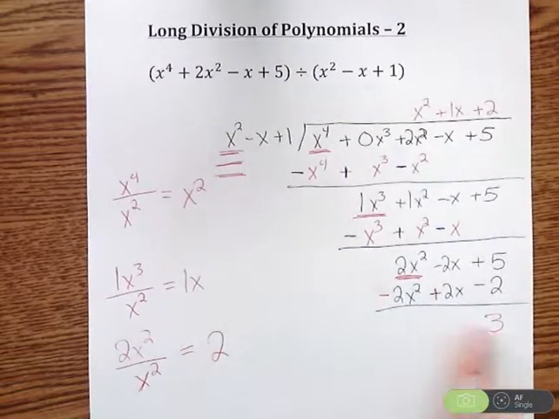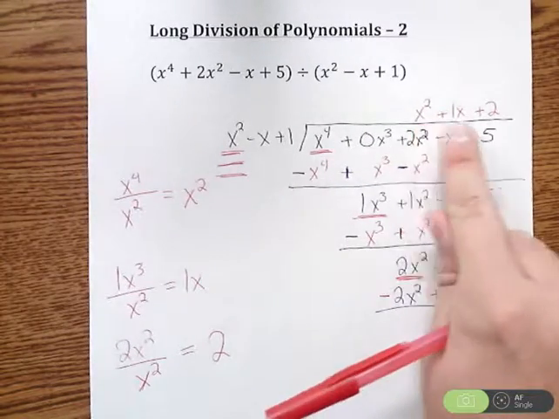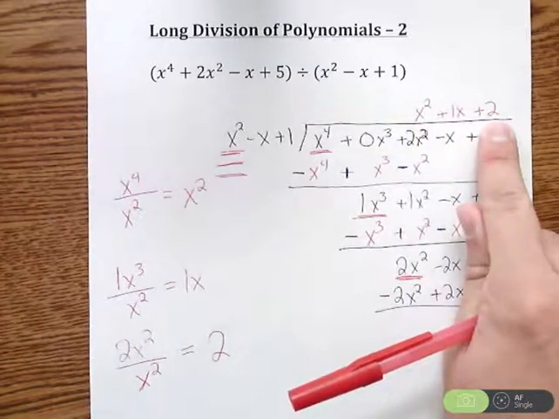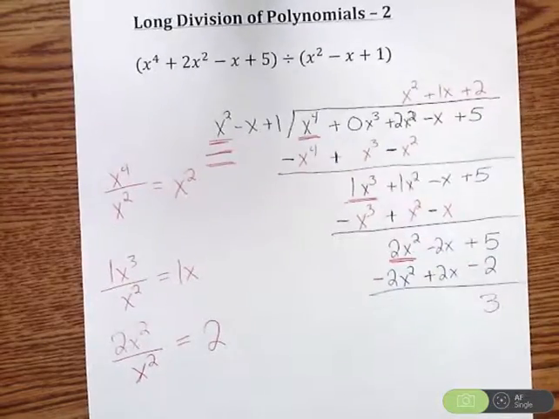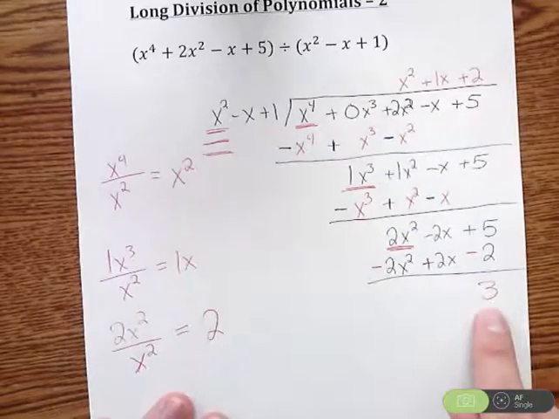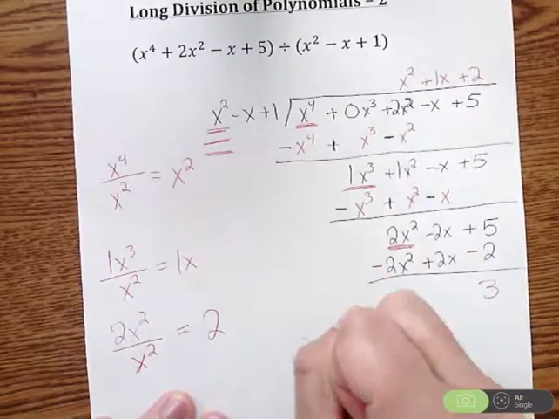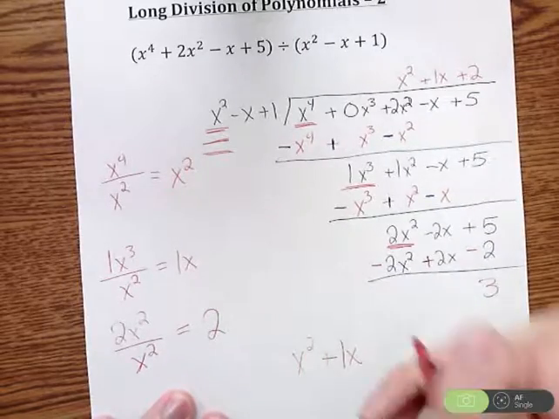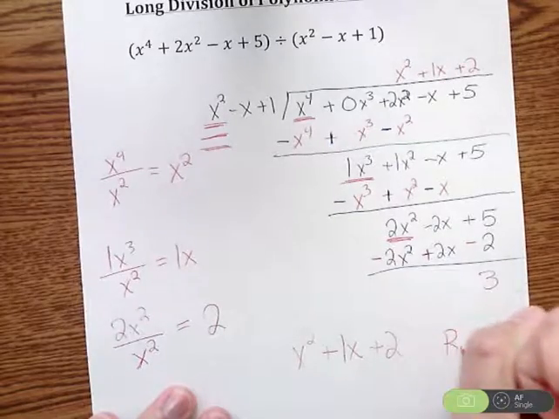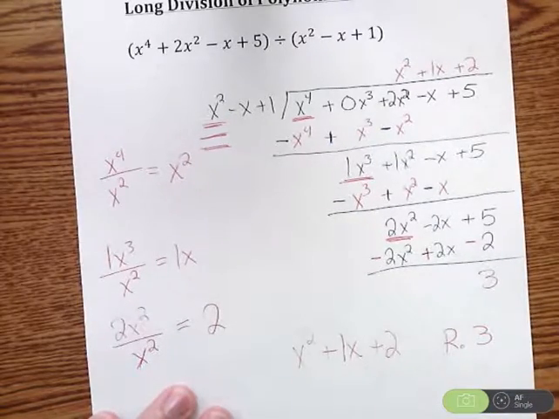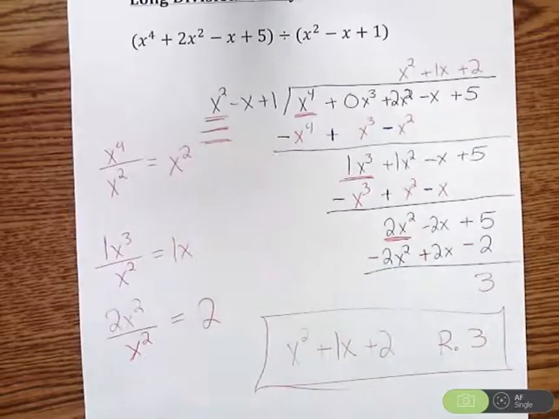Now we could try and divide again. Another way that you'll know you're done is I went from x squared to x, and now I'm down to my constant. Once you get down to your constant up here on your answer, that's also a sign that you know you're done. So this is actually going to be my remainder. So my answer here is going to be x squared plus 1x plus 2 with a remainder of 3. That would be my answer for this division problem.